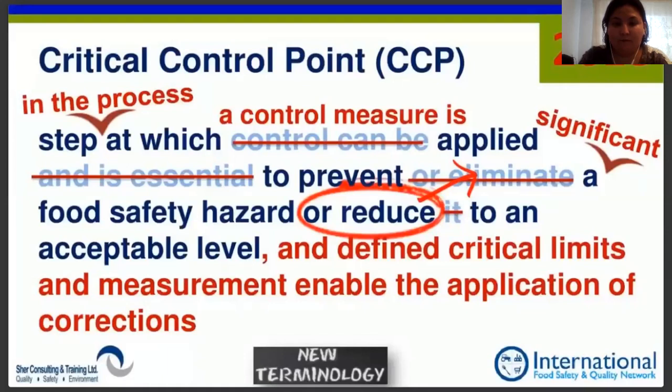Only those steps in the process we're monitoring yields a number, a measurement, temperature, time, chlorine solution, Gauss, pH, a number that we're going to be derived from the measurement, and then we can call it a CCP. So anything that's being observed is not a CCP anymore. Big change.